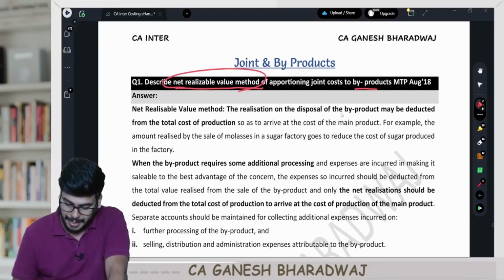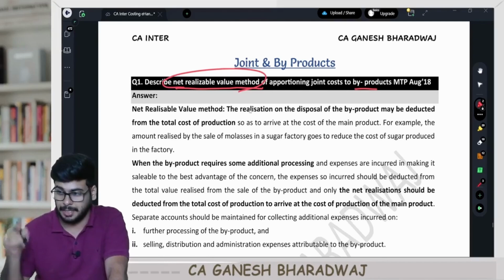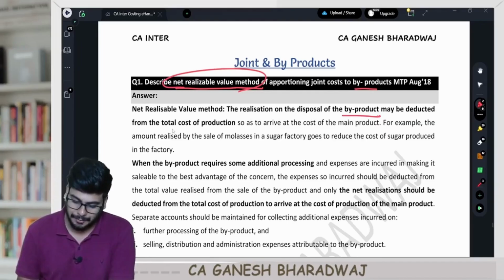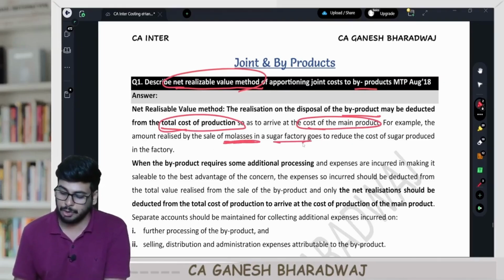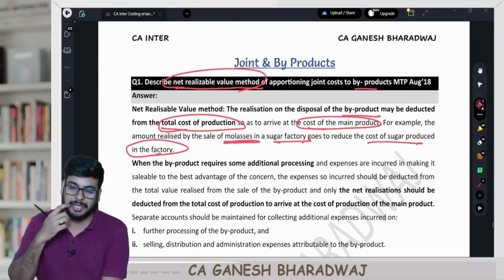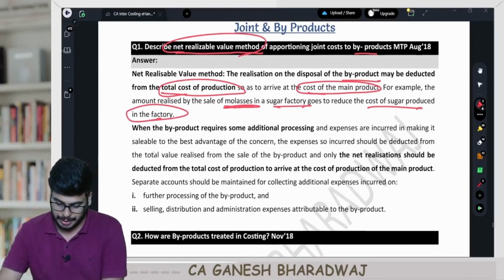So what do you mean by NRV? They are talking about the byproduct. The realization from disposal of the byproduct may be deducted from the total cost of production so as to arrive at the cost of the main product. For example, the amount realized from sale of molasses in a sugar factory goes to reduce the cost of sugar produced in the factory. Now this net joint cost is what gets apportioned between my joint products. Clear with this, guys?